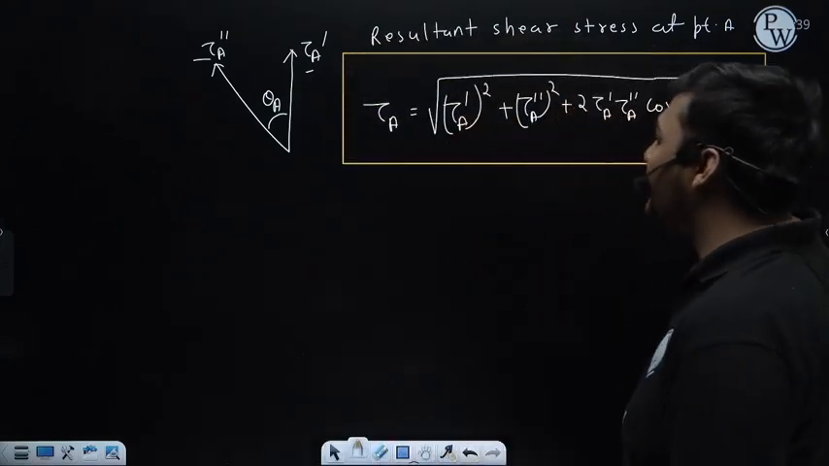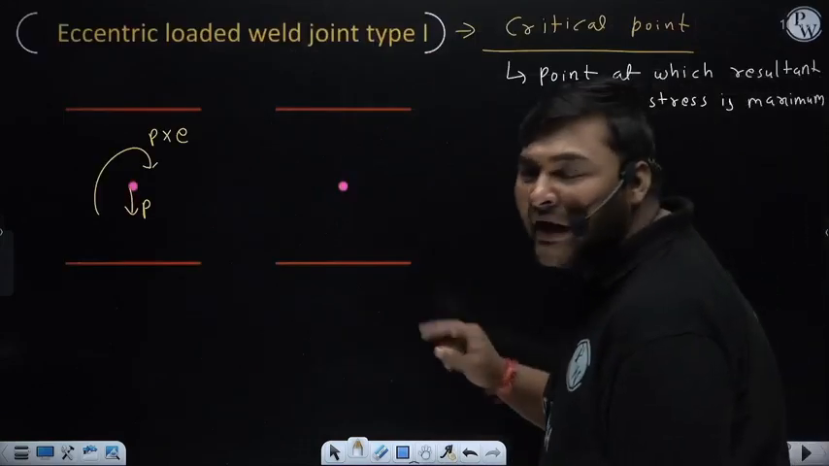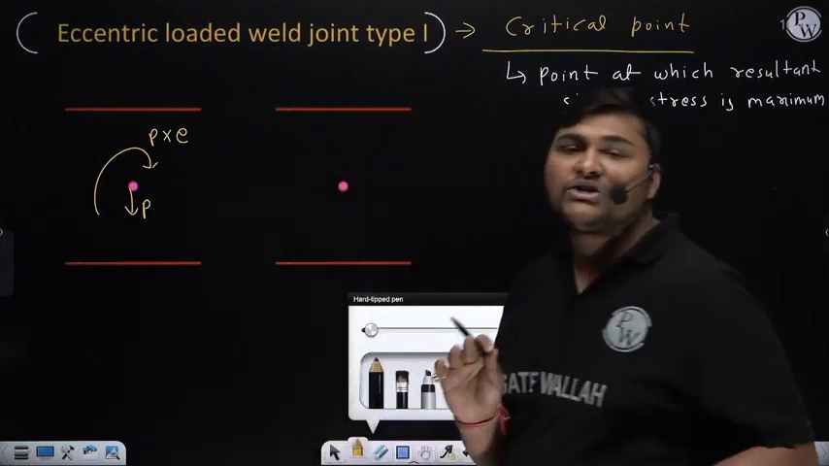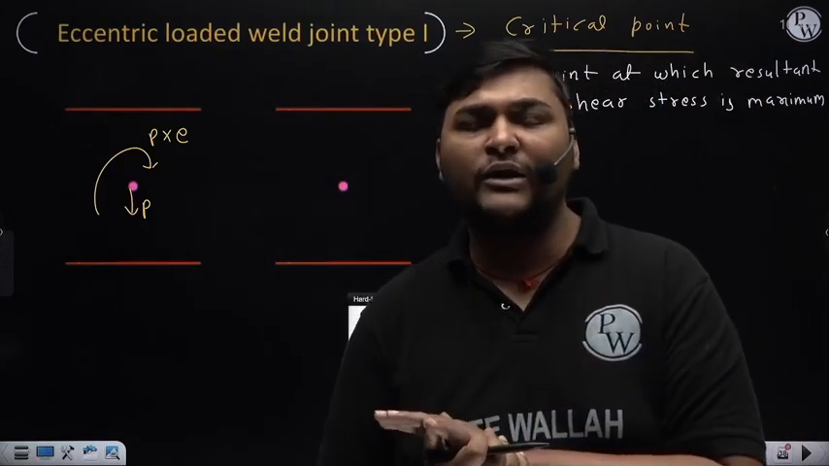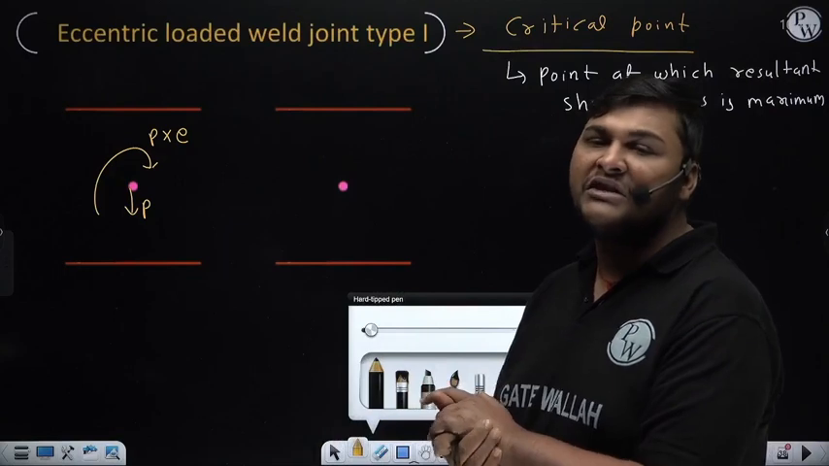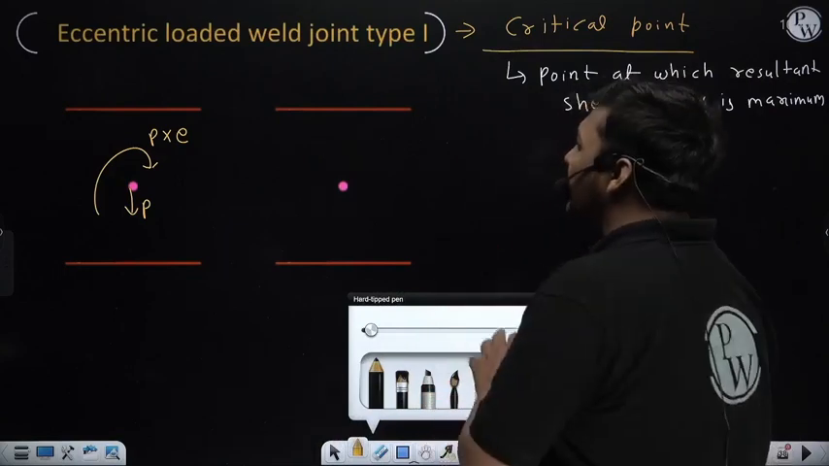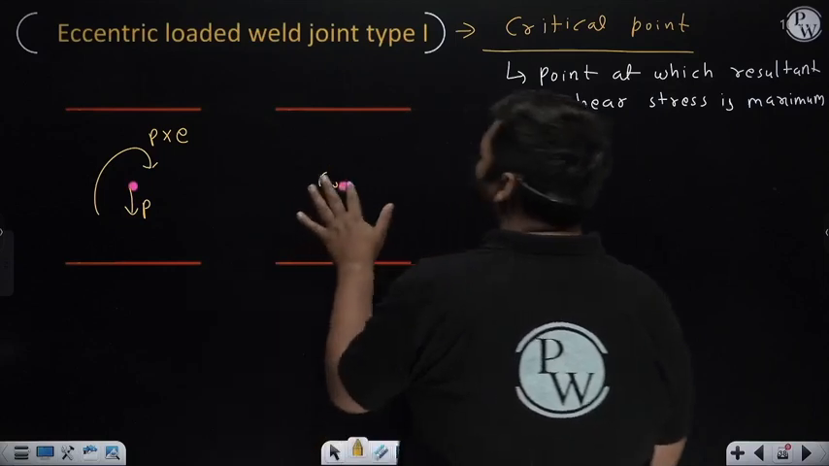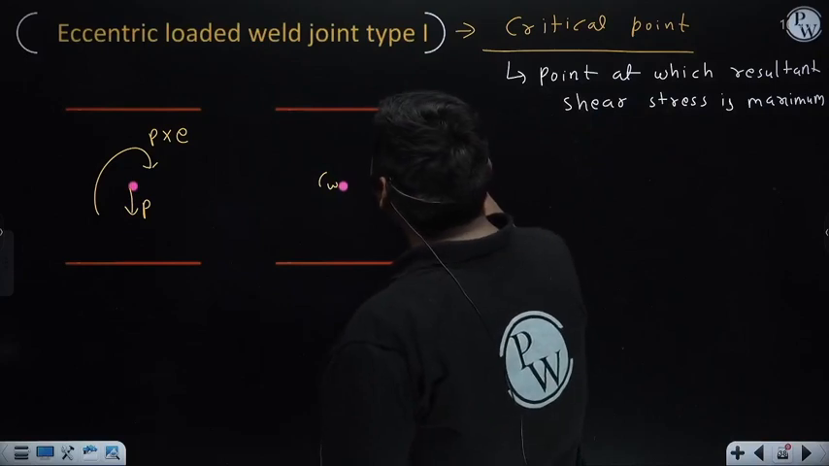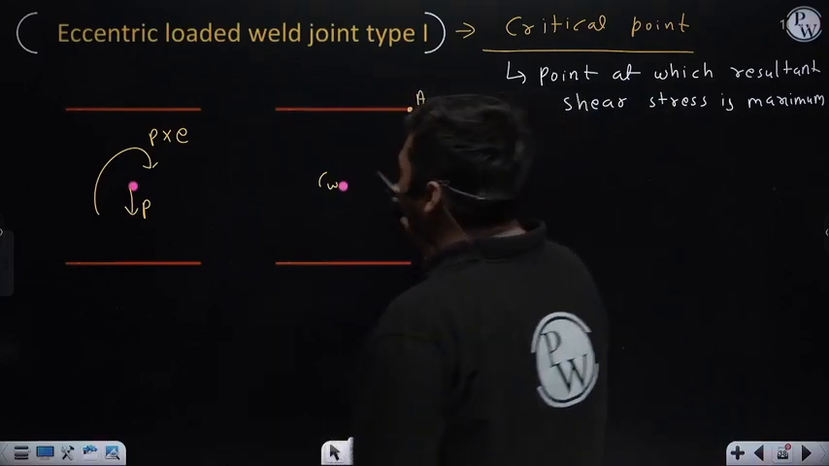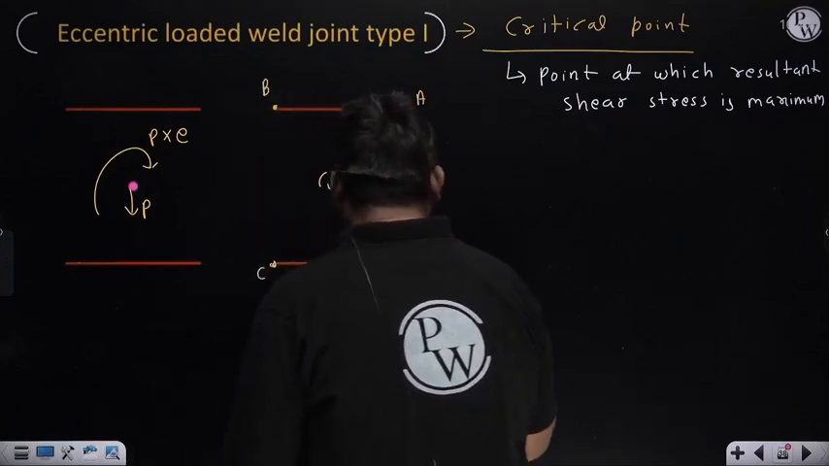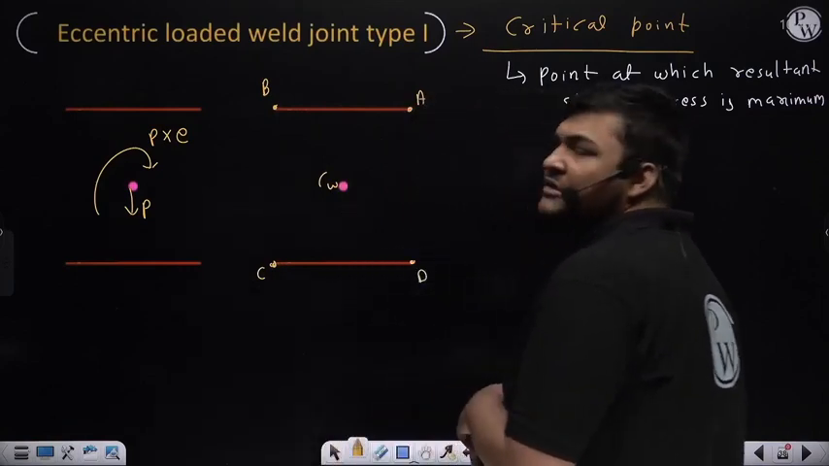But for finding the critical point in a weld component, in this case, first you need to draw the direction of primary and secondary shear stress. Right now you need not calculate the value, first only draw the direction, at some selected points. These selected points are the points which are farthest from the centroid CW in all directions. On this side, the farthest point from CW is this point, which I am denoting as A. On this side, the farthest point is B. On this side, the farthest point is C. On this side, the farthest point is D.